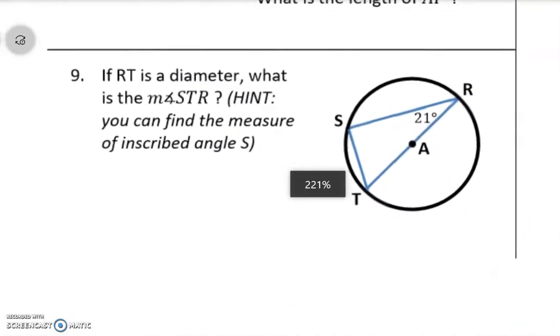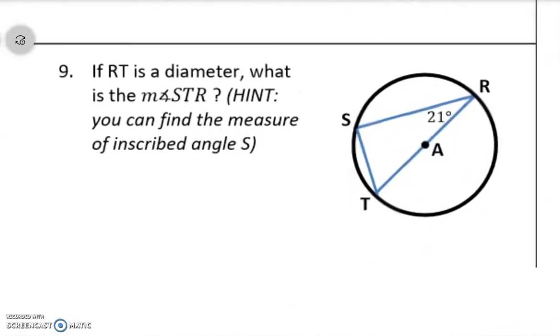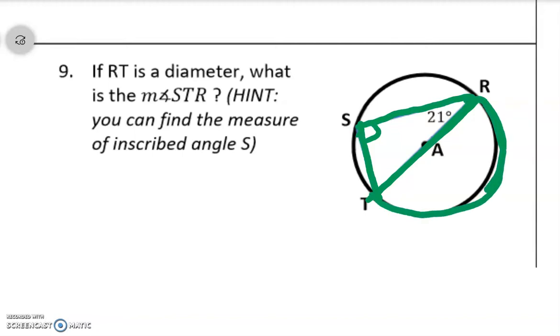Let's look at number 9 here. This is a good question. It says if RT is a diameter, RT, that's a diameter, what is the measurement of angle STR here? STR. Well, that was part of the example I showed you in the video, right? Since this angle STR intercepts this arc, which is half of the circle, we know that that arc is 180 degrees.